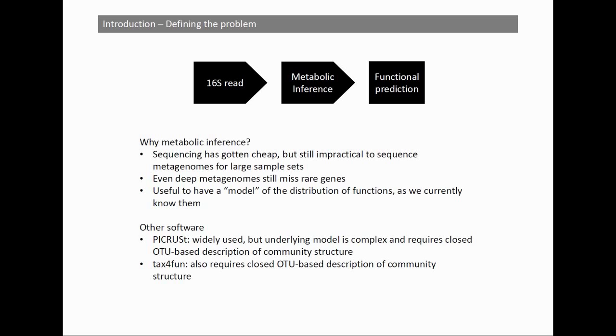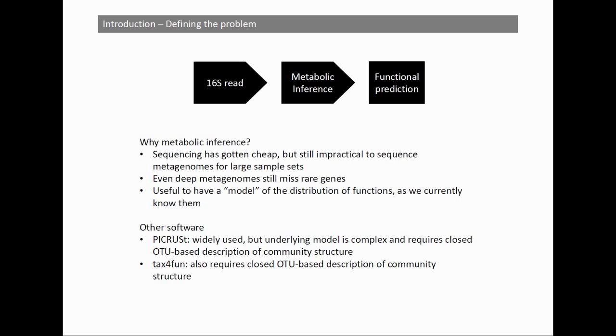And finally, it's useful to have a model of the distribution of metabolic functions as we currently know them. So this is much more common in other fields. This is less common in microbial ecology, but here what we've really done is create a model of what we think should be present functionally based on what is present taxonomically. And interesting deviations between what we actually see and what the model predicts can be useful in its own way, and I'll talk a little bit more about that later.